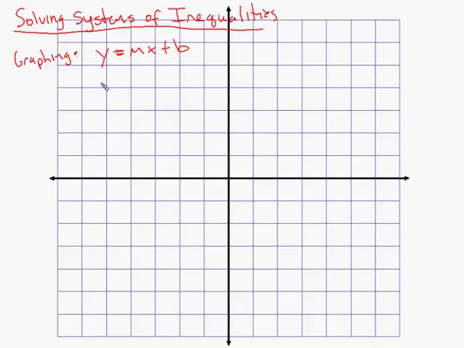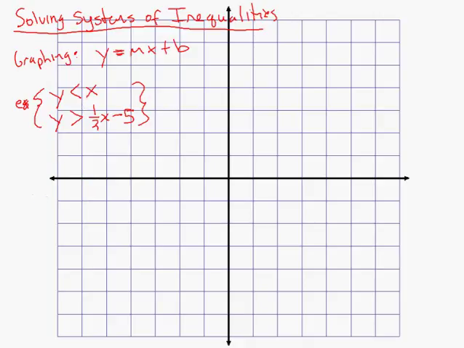Okay, now the difference here is it's inequality, which means it's not going to be equal. So let's do a simple example. Let's do y is less than x, and let's do y is greater than 1/2 x minus 3, or minus 5. So when I'm solving a system of inequalities, I am going to graph them.